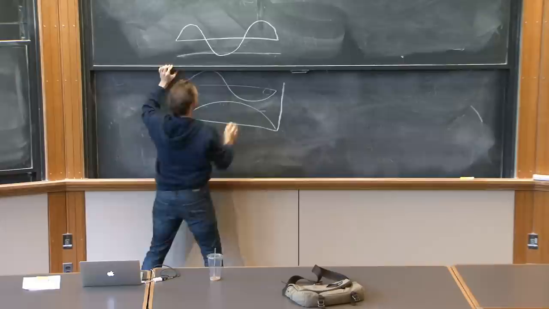So what that tells us is that if we take the system with our periodic potential, V of x plus L is equal to V of x, then the energy, which is p squared upon 2m plus V of x, commutes with T_L.